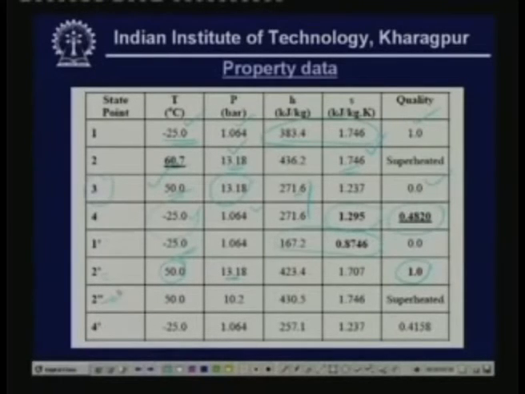Point 2 double dash, at this point we know the temperature, which is equal to 50 degrees, and we also know the entropy, because this lies on the constant entropy line. So, this is known to us, this is known to us. So, rest of the things we can find out.